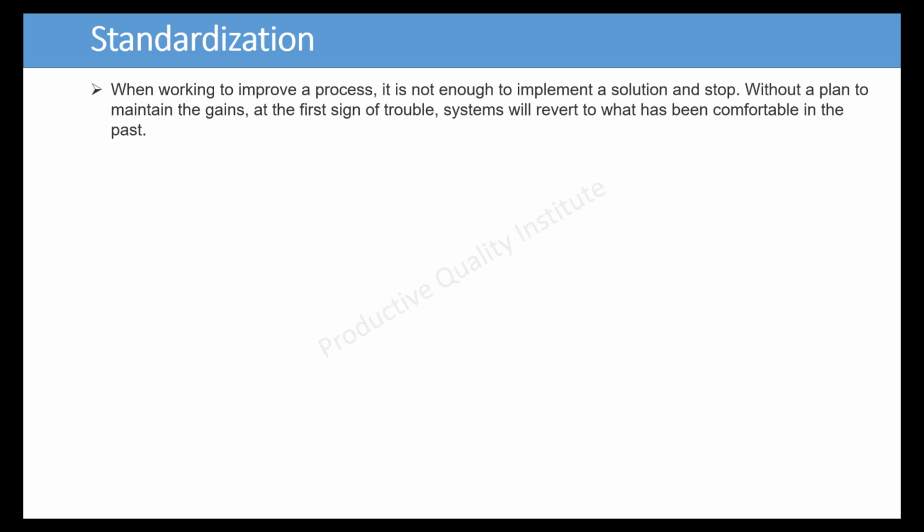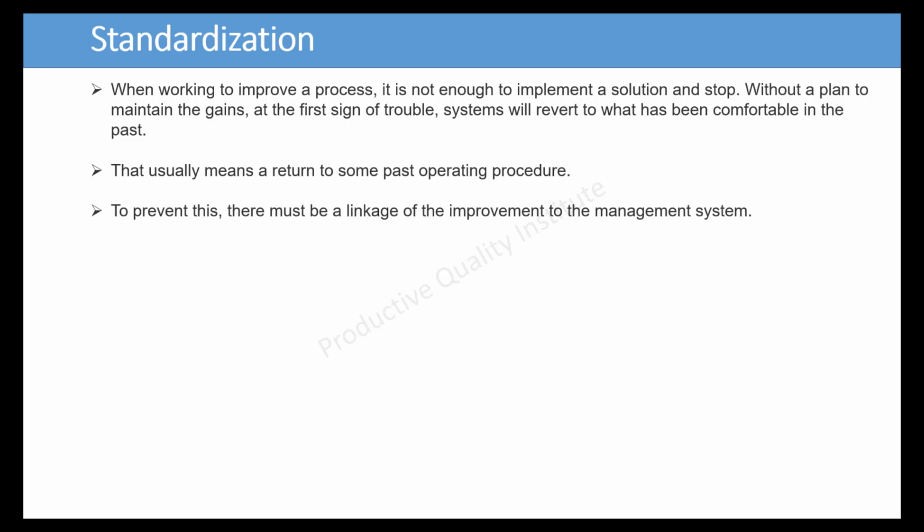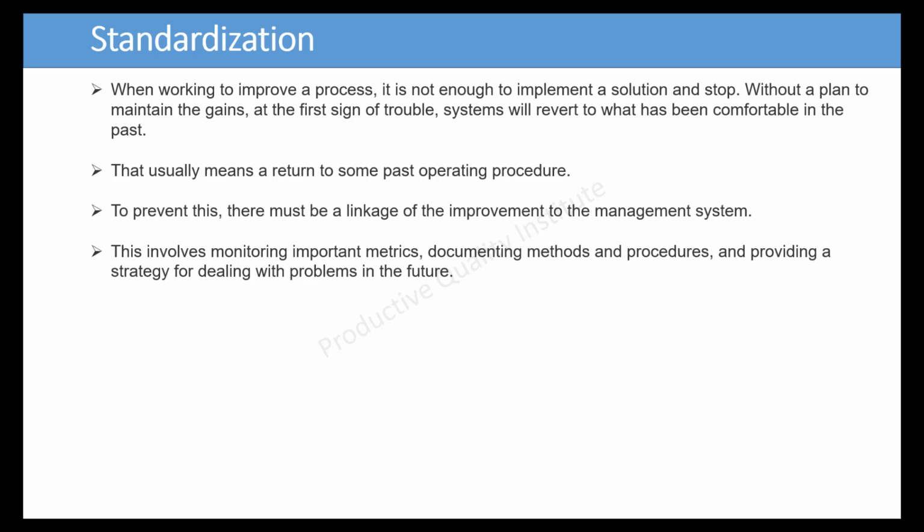What is standardization? When working to improve a process, it is not enough to implement a solution and stop. Without a plan to maintain the gains, at the first sign of trouble, systems will revert to what has been comfortable in the past. That usually means a return to some past operating procedure. To prevent this, there must be a linkage of the improvement to the management system. This involves monitoring important metrics, documenting methods and procedures, and providing a strategy for dealing with problems in the future.